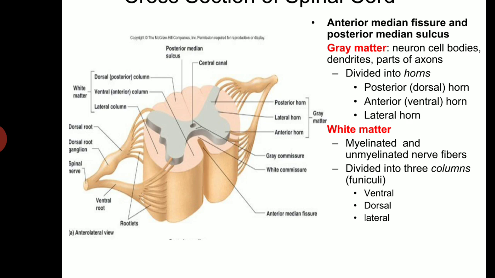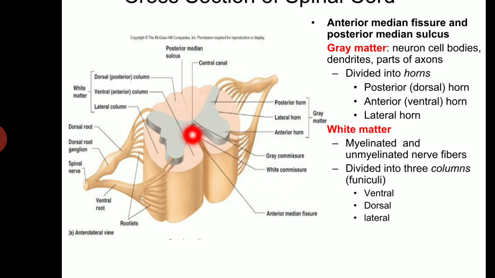Now white matter is mainly made up of myelinated and unmyelinated nerve fibers, divided into 3 columns, also known as funiculi. So the ventral column or ventral funiculus, the dorsal column or dorsal funiculus, and the lateral funiculus or lateral column. So gray matter is divided into horns and white matter is divided into funiculi or columns.